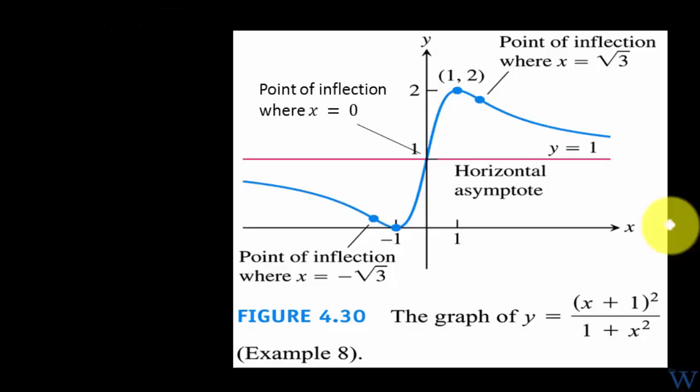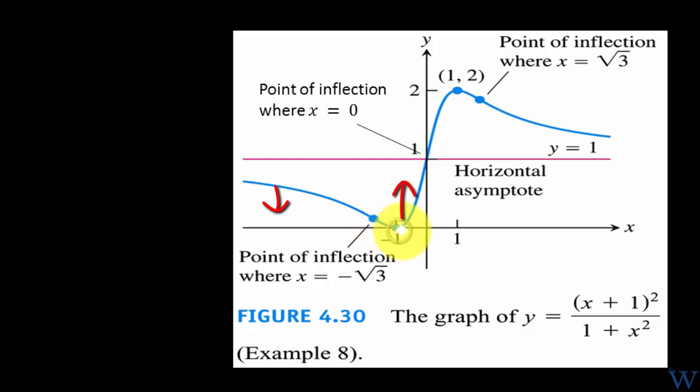Right, so how many points of inflection do you have? The one at 0, 1. If you plug in 0 here, you'll get 0, 1. And then you have negative square root of 3 and positive square root of 3. These are your points of inflection. And we said that it's concave down to the left of negative square root of 3. See, that's why it's concave down. And then from negative square root of 3 up to 0, it's concave up.